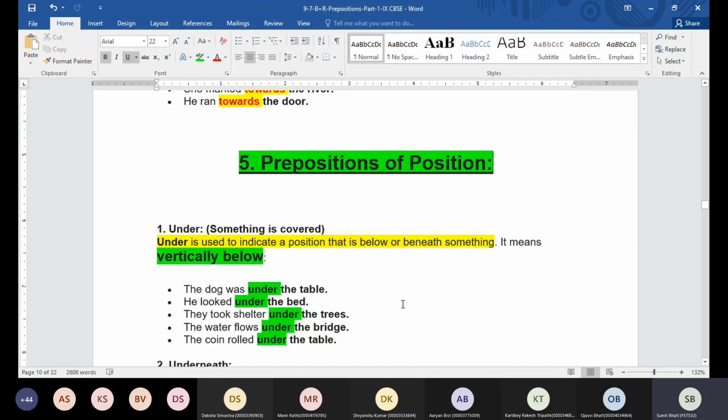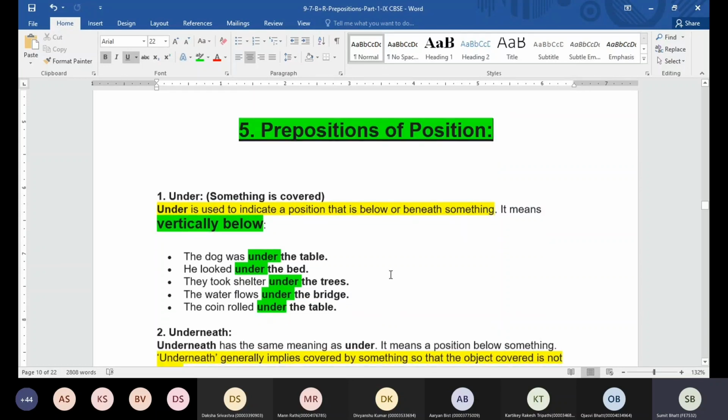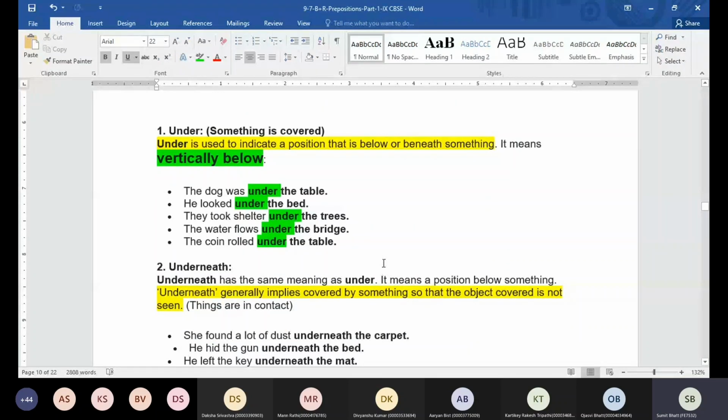Let's understand about under once more. Under is used when we have one thing which is covered, completely or slightly, by another thing. We also use under when things are in contact. But if you want to say that something is completely covered by another thing, then we use the word underneath. So underneath has the same meaning as under. It means a position below something. Underneath generally implies covered by something so that the object is not seen at all.